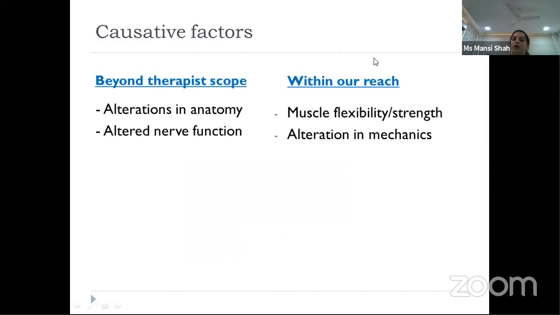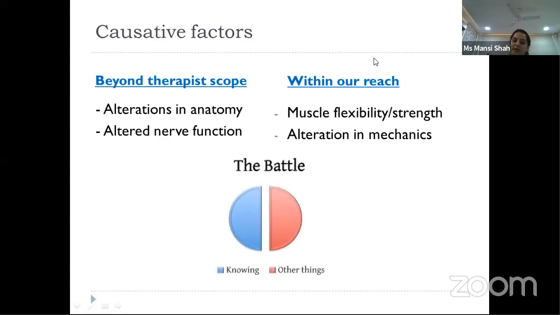There are a lot of causative factors which are beyond the scope of a physiotherapist. Could be alterations in anatomy. There would be patients who come to us with structural problems like kyphosis or torticollis, and we have limited role to play in them, or an altered nerve function. Whereas there are quite a few which are within our reach, especially physiological changes like muscle flexibility or strength, or alterations in mechanics. Could be both at static position or during motions. Once we manage to assess the patient and come down to a correct pathomechanics, or rather the altered pathomechanics that we've addressed in these patients, half our battle is won right here.